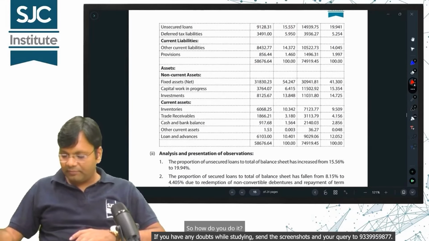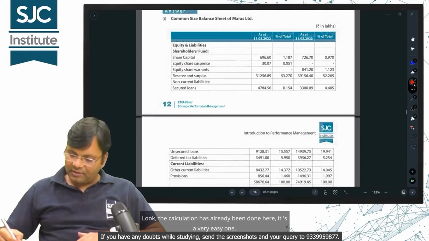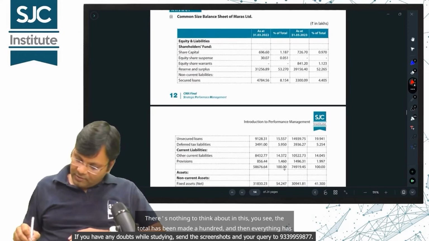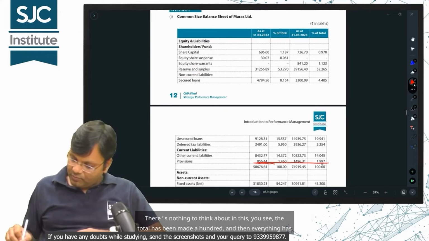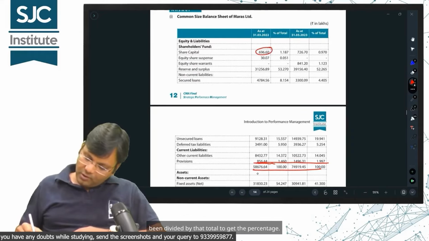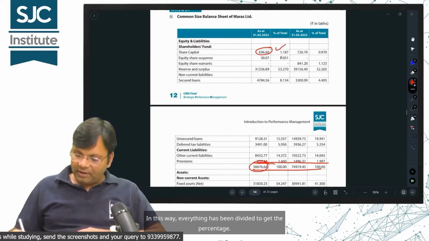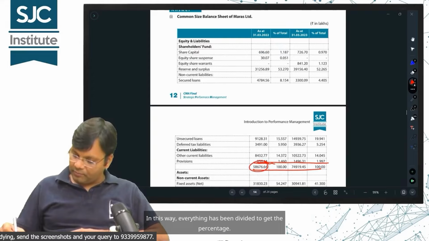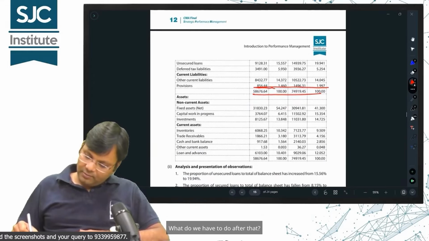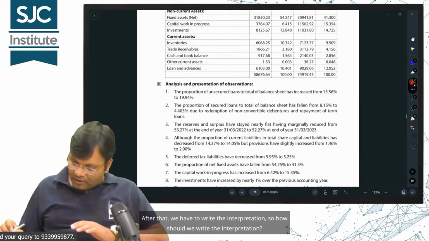So how do you do it? Look, the calculation has already been done here. It's a very easy one. There's nothing to think about in this. You see, the total has been made 100 and then everything has been divided by that total to get the percentage. In this way, everything has been divided to get the percentage. What do we have to do after that? After that, we have to write the interpretation. So how should we write the interpretation?